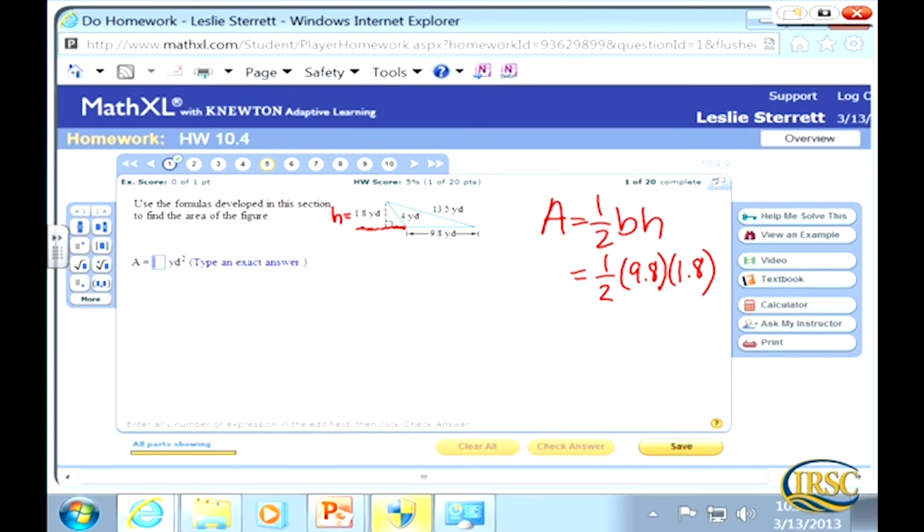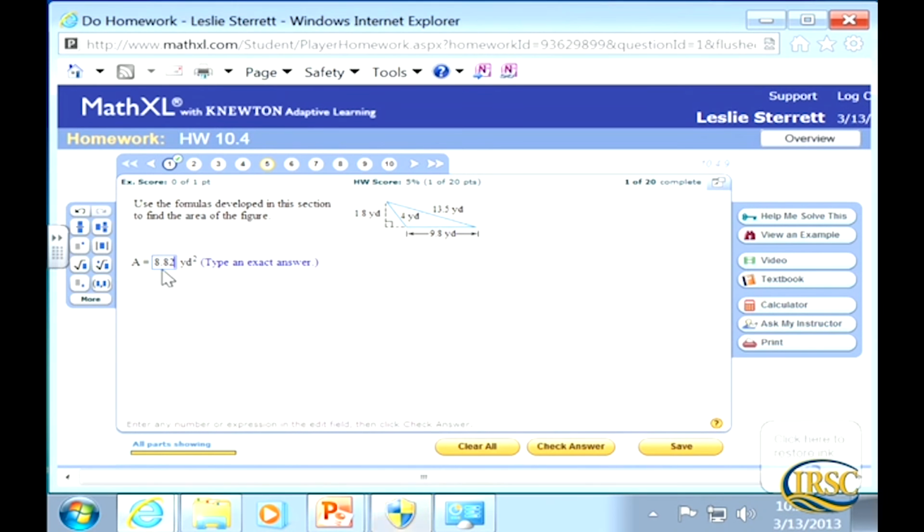It says type an exact answer, so that means don't round. Whatever you get in your calculator, type it in. So what is 1.8 times 9.8 divided by 2? What'd you get? 8.82. Everybody agrees? Okay, 8.82.